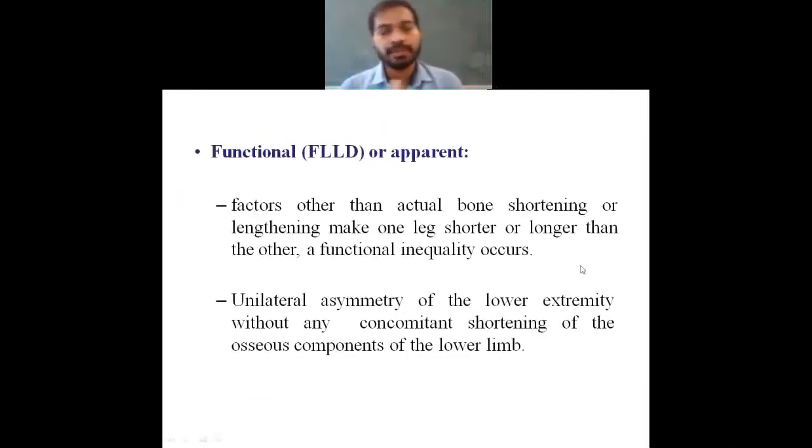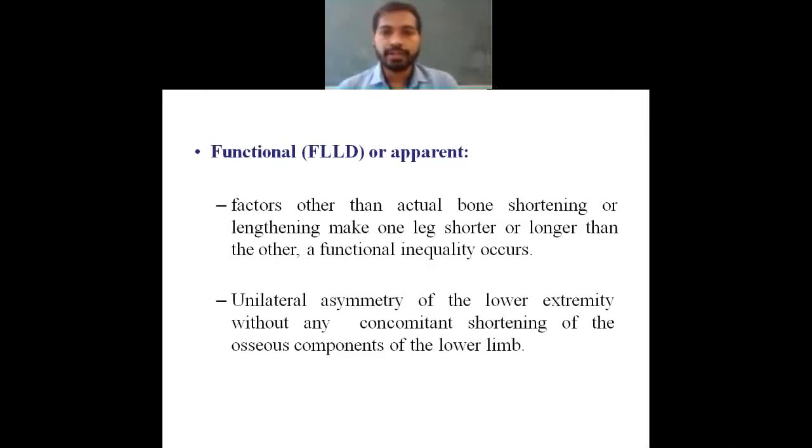So next is functional. One is structural, another one is functional or apparent. Structural is true; functional is false, or pseudo, or apparent. Factors other than actual bone shortening or lengthening make one leg shorter or longer than the other. A functional inequality occurs, for example due to pelvic tilt. Due to any reason if you find pelvic tilt, obviously you will find shortening.